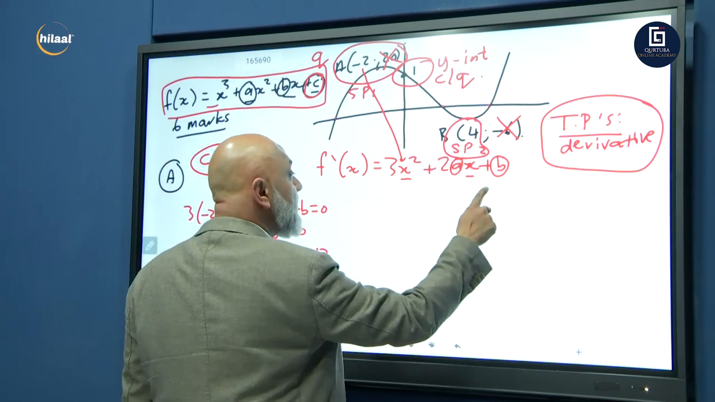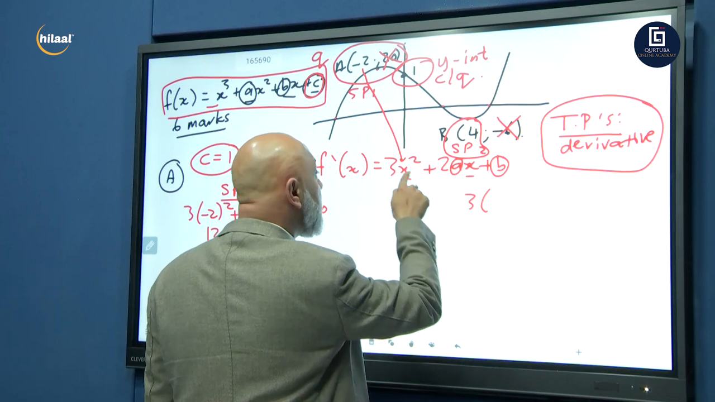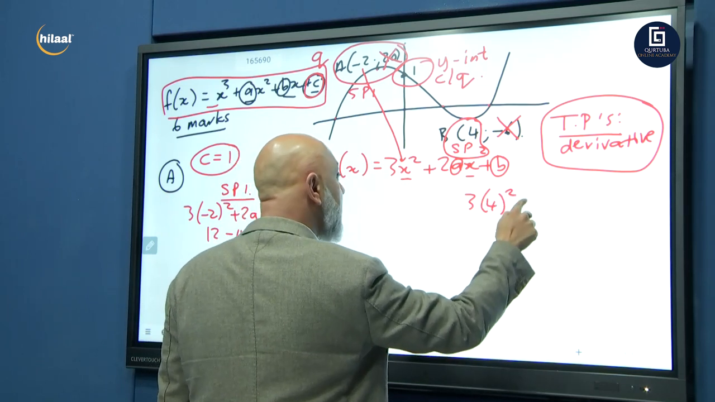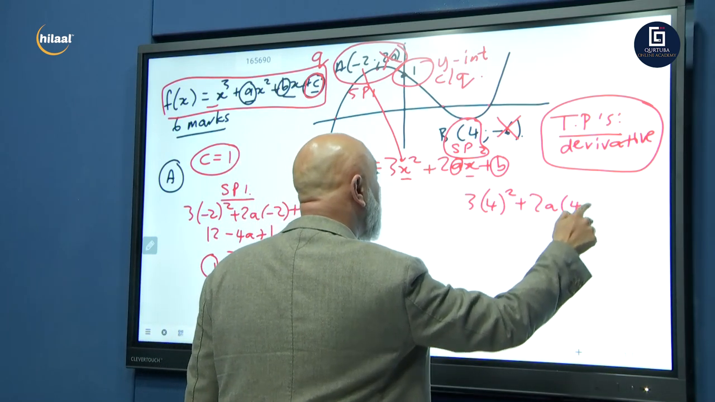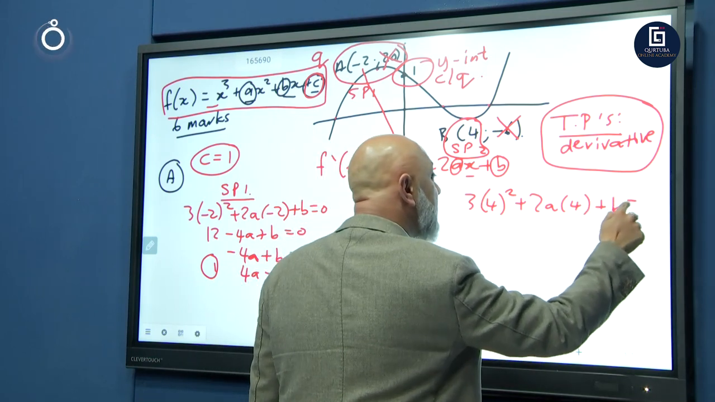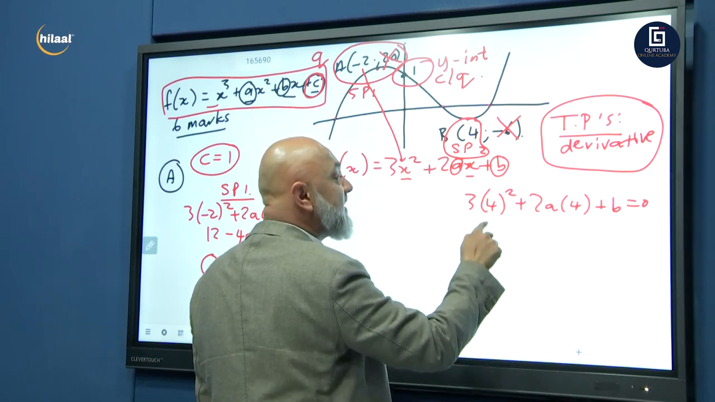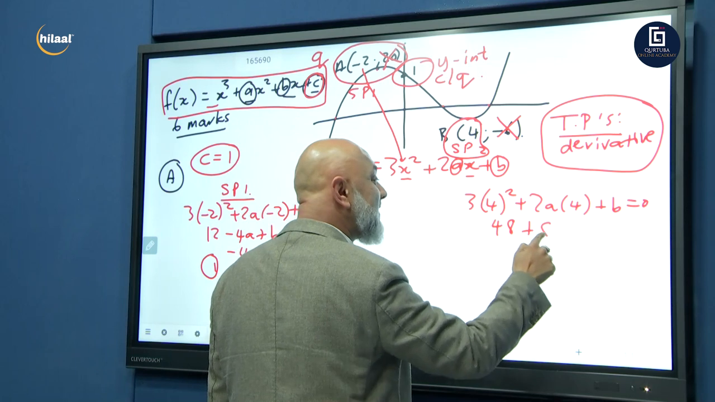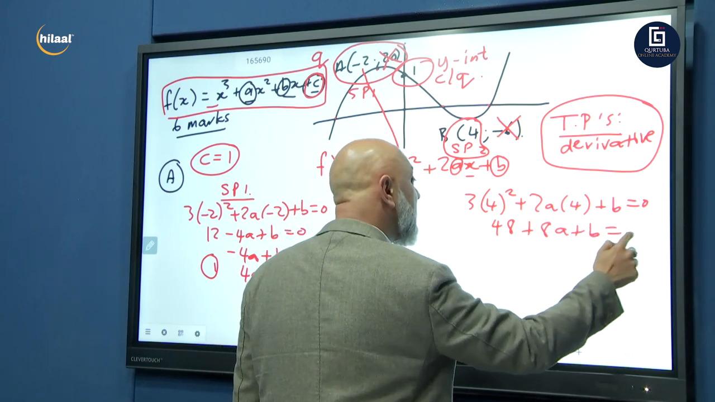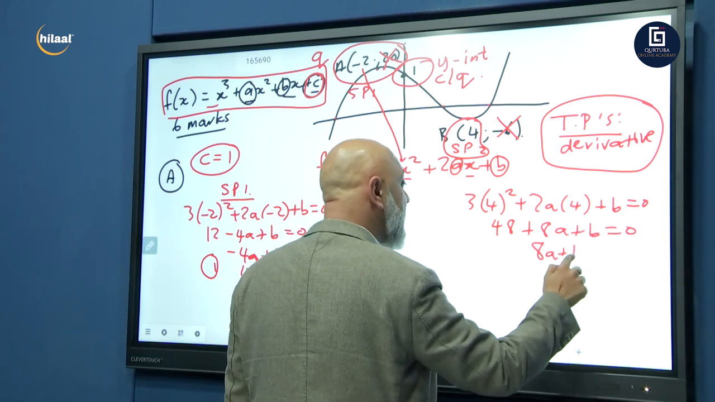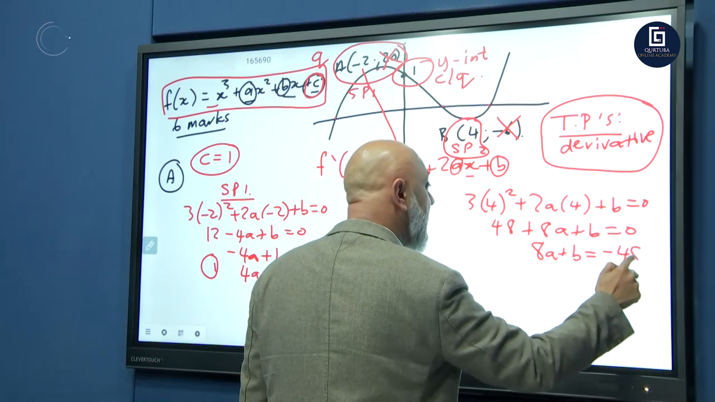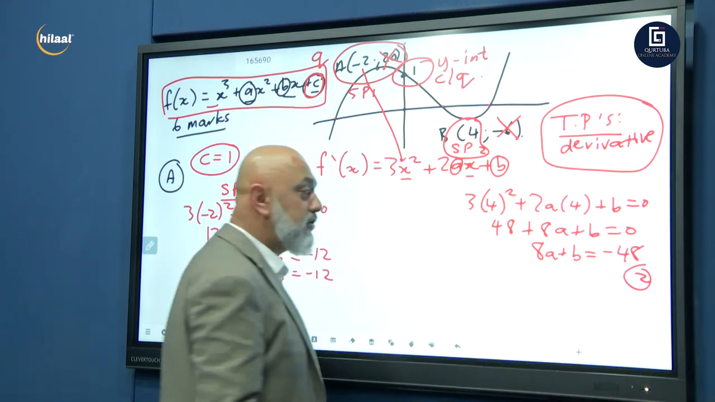So now let's do it here on the side: 3 into 4 squared plus 2a into 4 plus b is equal to 0. So 4 squared is 16, times 3 is 48, plus 8a plus b equals 0. So what do we have? 8a plus b is equal to minus 48, and we call that equation number 2. Can you see?